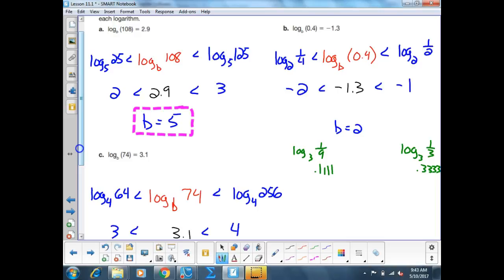Is 0.4 between 0.1 repeating and 0.3 repeating? No. Okay, let's try a base of 4. Log base 4, -2 would be 1/16. Log base 4 of -1 would be 1/4, so this would be 0.25. Do I need to even figure out what 1/16 is? No, because it's not going to be bigger. And my base has to be positive, right? So by process of elimination, b has to be 2.